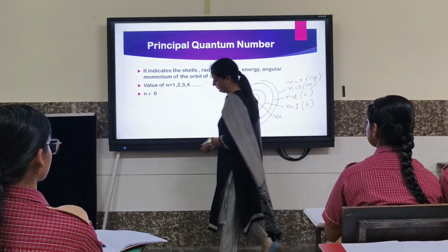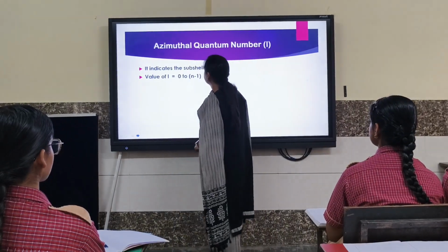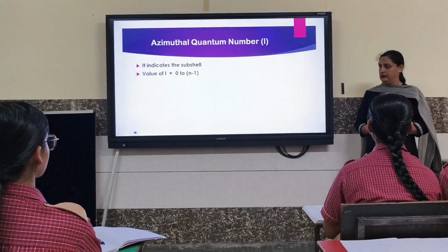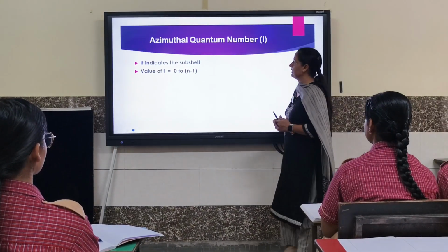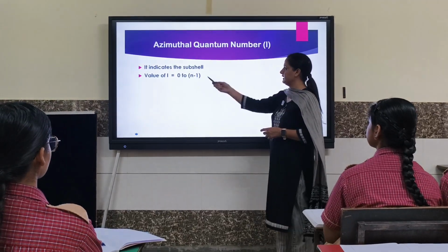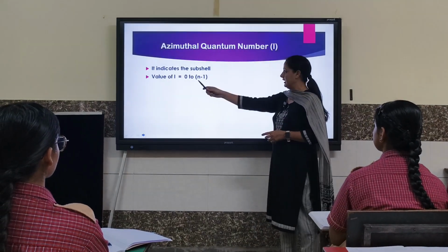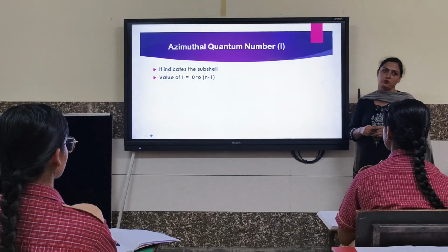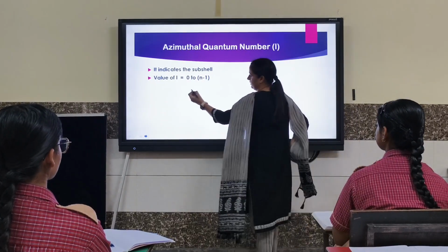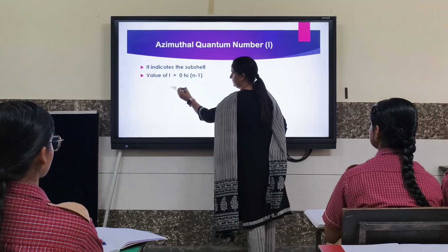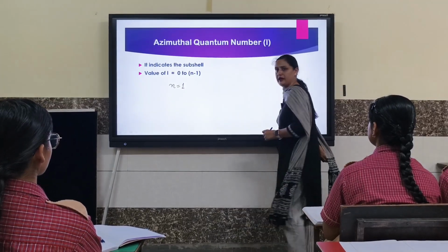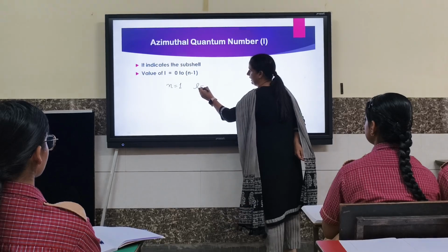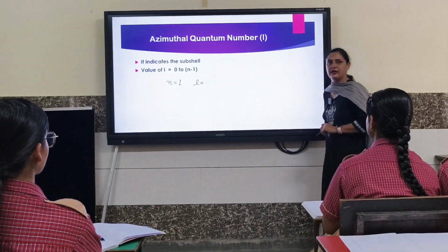Let's study the next quantum number. Next is azimuthal quantum number. It is denoted by letter L. Now, what does this azimuthal quantum number inform you? It indicates the subshell. The value of L always starts from 0 to n minus 1. Let's take an example. If an electron is present in the first shell, that means the value of n will be 1. So, what would be the value of L in that case? 0 to n minus 1.